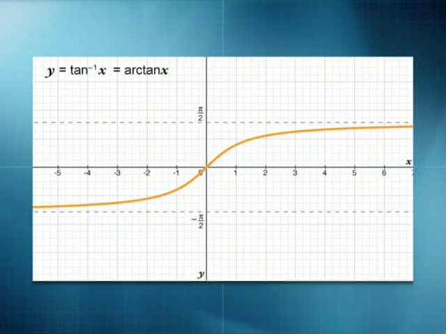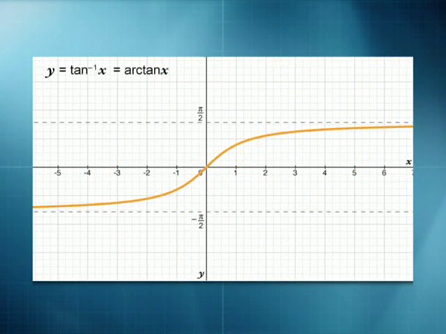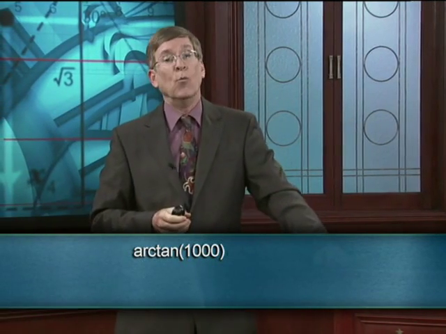Let me focus one more time on what I think is perhaps the most important part of the arctangent function, and that is those two horizontal asymptotes. Remember, tangent has vertical asymptotes, so arctangent has horizontal asymptotes at minus pi over 2 and at pi over 2. How could you check that pi over 2 is really a horizontal asymptote? Well, try this with your calculator. Calculate arctangent of a big number, say 1,000.